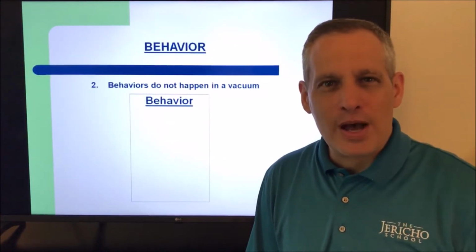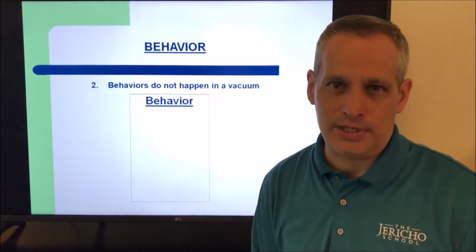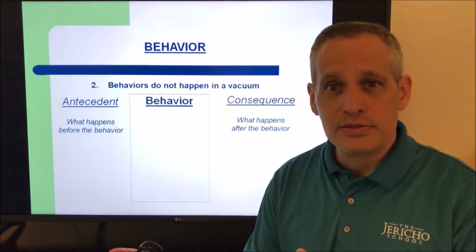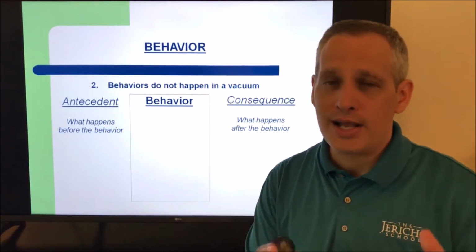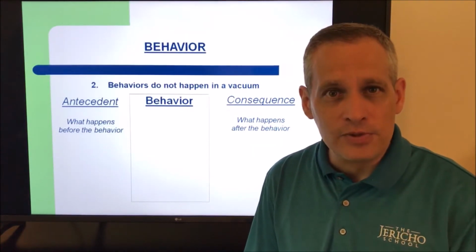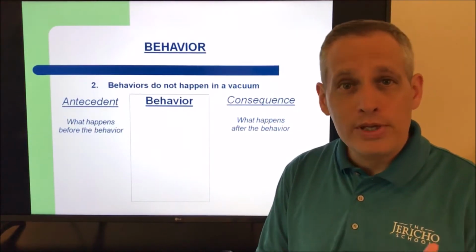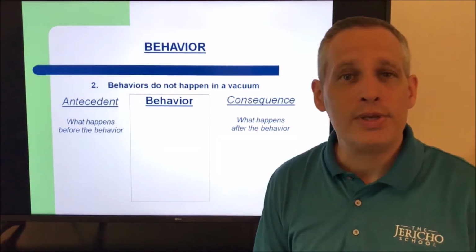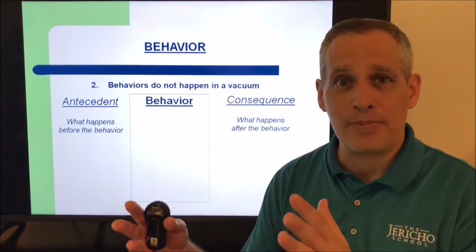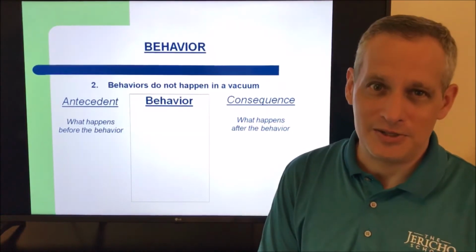So the second thing to know about behavior is that behaviors don't happen in a vacuum. There's always things that are surrounding behavior. And that's what we call the antecedent and consequence conditions. The antecedents are what happens before the behavior, and the consequences are what happens after the behavior occurs. Again, our job is to have an influence on certain behaviors happening more in the future, or certain behaviors happening less in the future. But we don't control the behavior directly. What we control is everything that surrounds the behavior to increase the probability that certain behaviors would happen more in the future, or increase the probability that certain behaviors would happen less in the future.